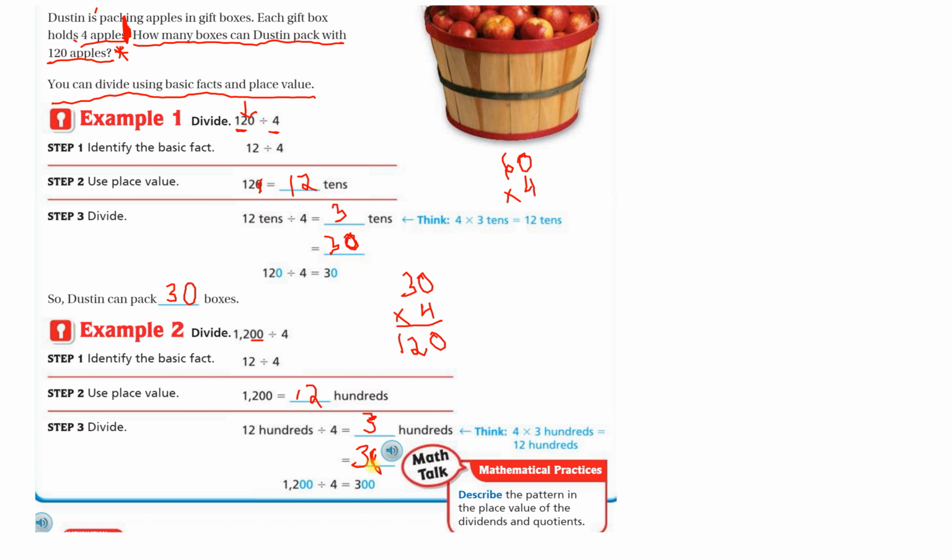Okay, so 300. And you can see that answer here. So those 2 zeros that we originally took off to make it 12 divided by 4, we just added them back on to our answer after we got our answer by doing the basic math fact of 12 divided by 4.